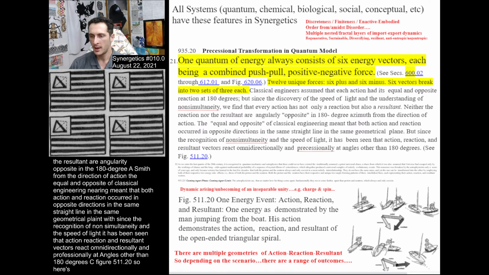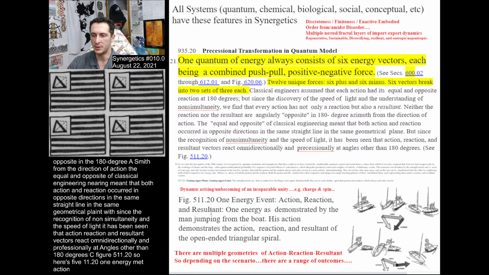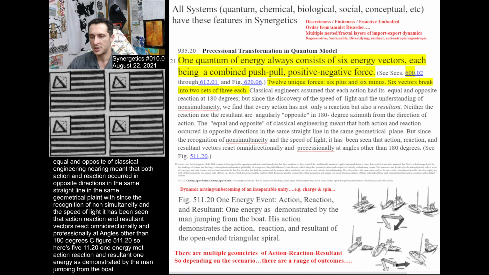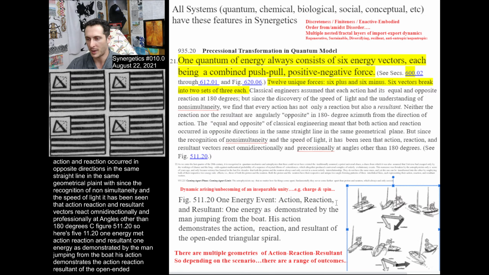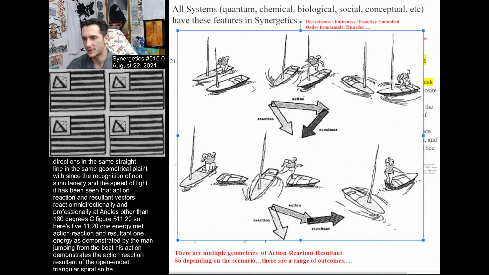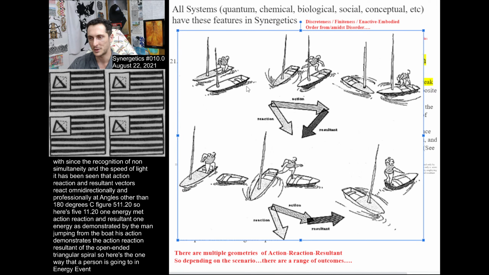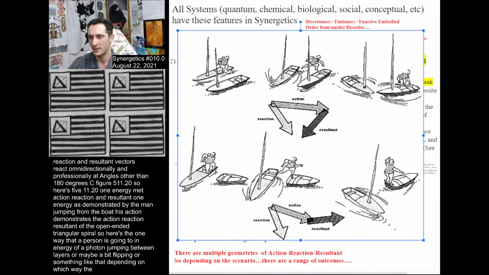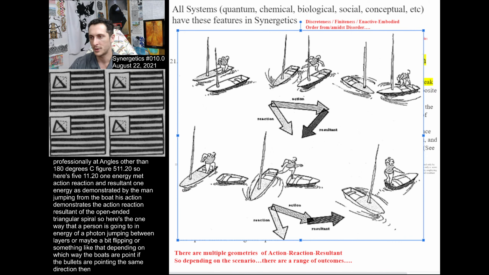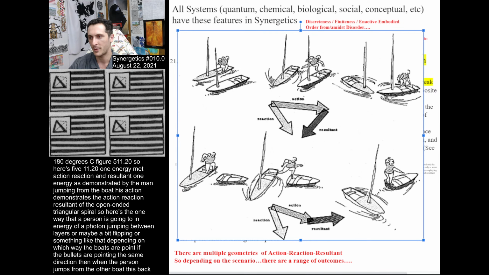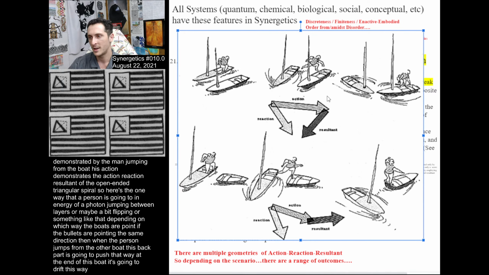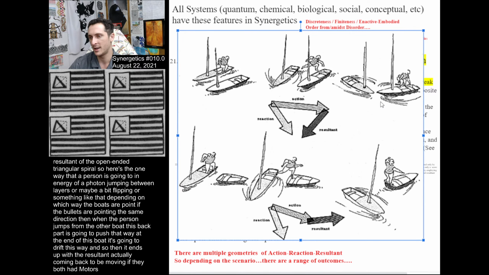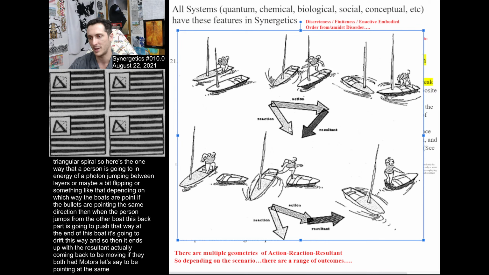So here's 511.20. One energy event: action, reaction, and resultant. One energy event as demonstrated by the man jumping from the boat. His action demonstrates the action, reaction, resultant of the open-ended triangular spiral. All right, so let's make it bigger. So here's one way that a person is going to, an energy event, or a photon jumping between layers, or maybe a bit flipping or something like that, depending on which way the boats are pointing. If the boats are pointing the same direction, then when the person jumps from the other boat, this back part is going to be pushed that way, and then of this boat, it's going to drift this way. And so then it ends up with the resultant actually coming back to be moving, if they both had motors, let's say, to be pointing at the same pointing vector as the reaction.